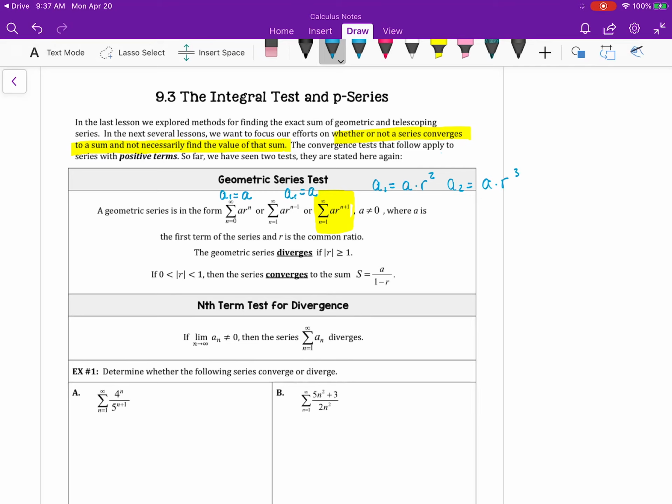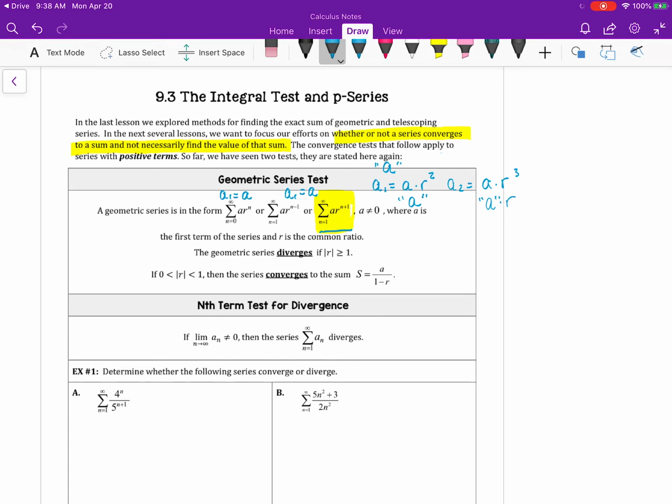But if I put a 1 into this last one, look what we get. Our first term is actually a times r to the second. Our second term would be a times r to the third. So if we were trying to say that our a was our first term, it's actually a times r squared for this third way to look at a geometric series. If this one is a, supposedly, then this one would be a times r. That is the way that I think is the best to think of this.